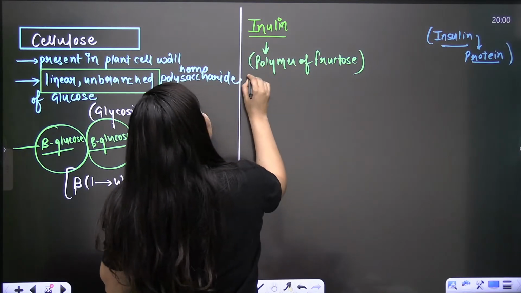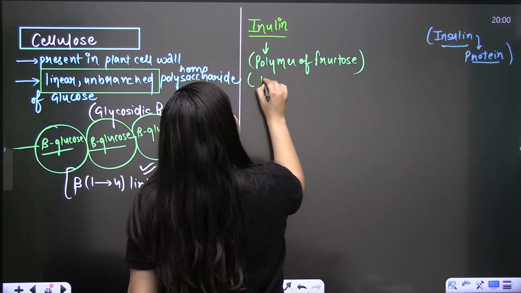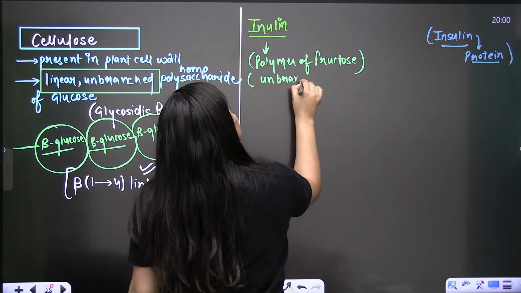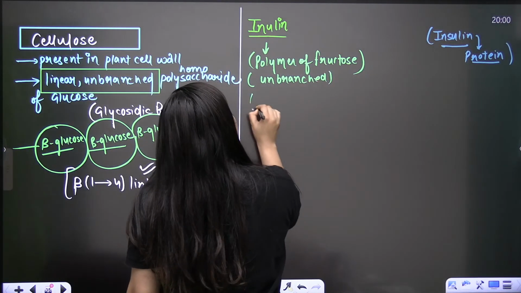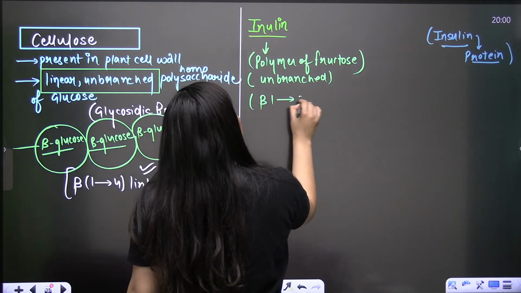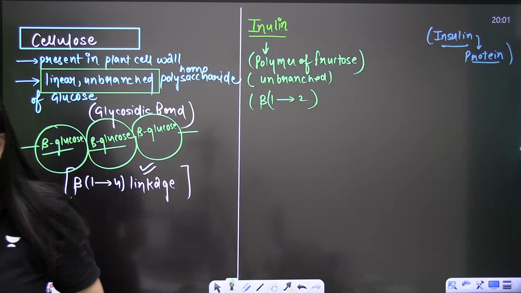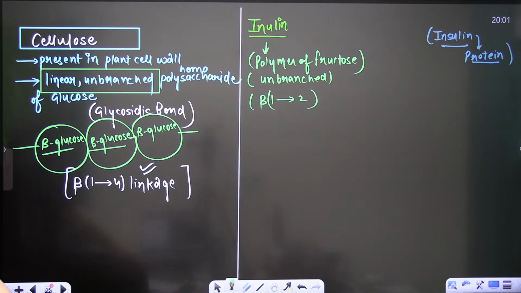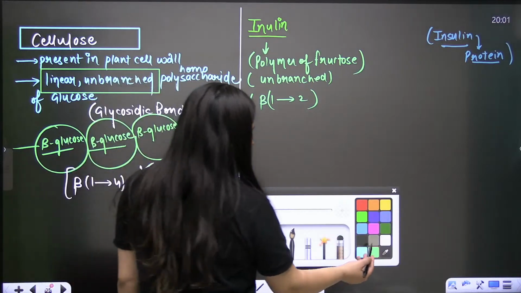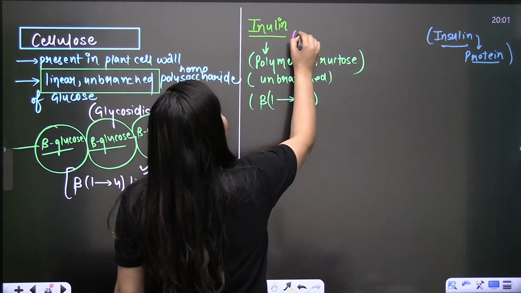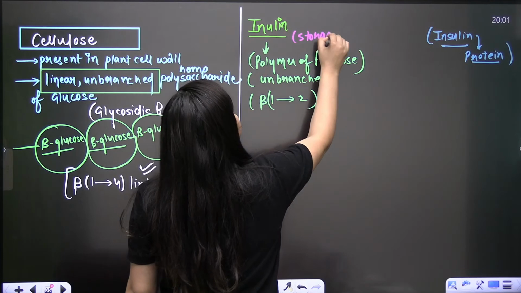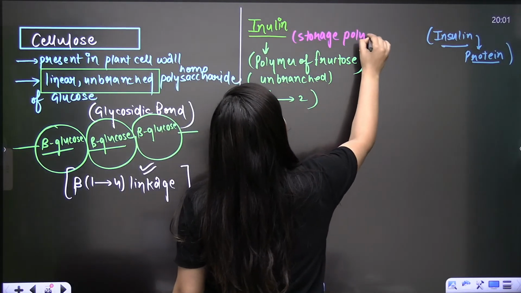So many fructose units will join together to form inulin. Inulin is again unbranched, and here also a glycosidic bond is there, but that is going to be beta 1,2. Is that clear? Which bond will be there? Beta 1,2 glycosidic bond. Done? So inulin is important. It is also a storage polysaccharide.